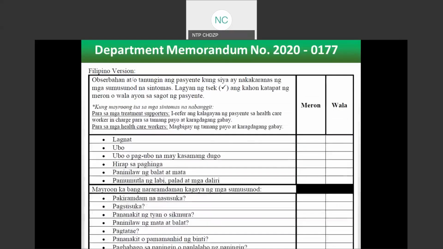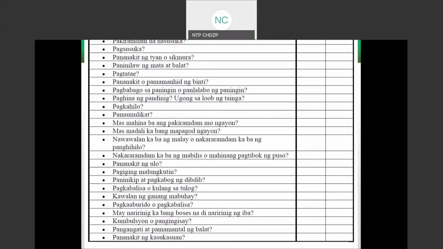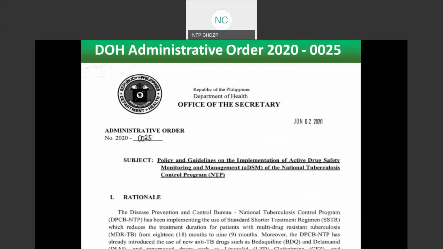Okay, that was the English version, and we also have the Filipino version. So, DOH issued an administrative order number 2020-0022, the policy and guidelines on the implementation of active drug safety monitoring and management of the NTP, dated June 2, 2020.